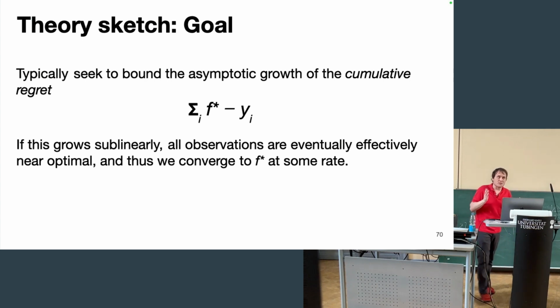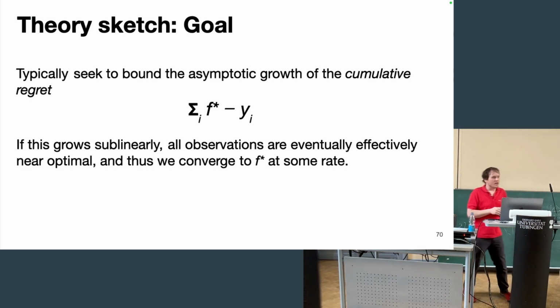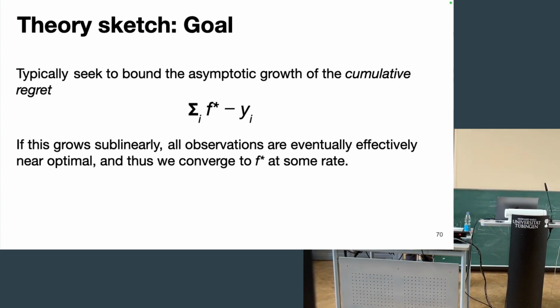So I'm just going to sketch the key ideas behind these theoretical results. The first one is how we're going to quantify our goals here. Usually what we do is seek to bound the asymptotic growth of the so-called cumulative regret. For every observation I make, y_i, I measure the difference between my observed value and the globally optimal value. That's known as the instantaneous regret. And then the cumulative regret is the sum of this over all of my iterations.